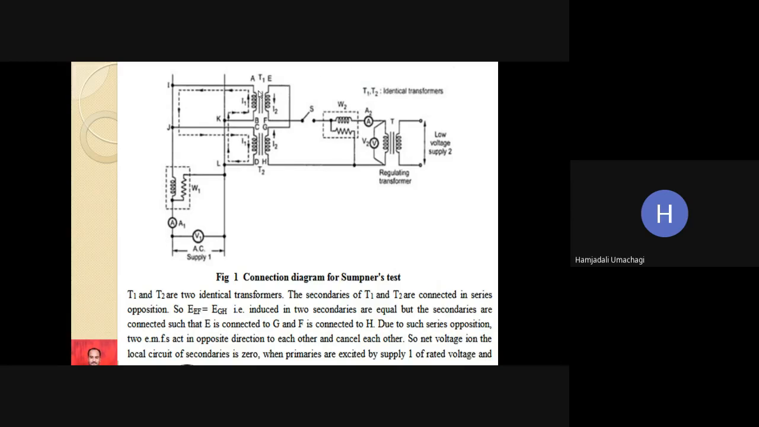First transformer will act as a load on the other. Because of that, heating information will be included. Because of that, we are getting accurate results of efficiency and regulation. Now, hence W1 continues to read core losses.